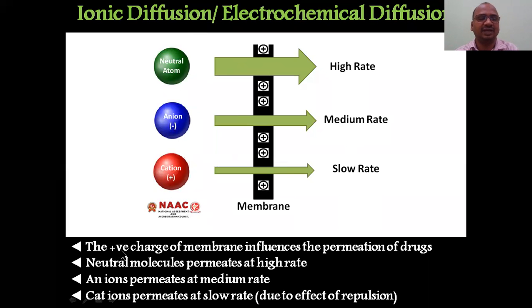That's it. So the positive charge of the membrane has an influence on the permeation of a drug. Neutral molecules permeate at a higher rate. Anions permeate at a medium rate. Cations are at a slow rate because of the repulsion.